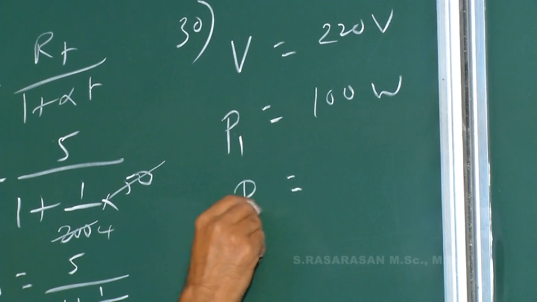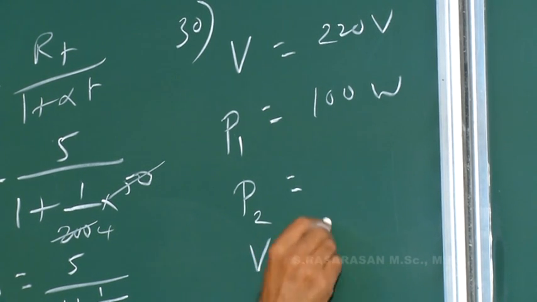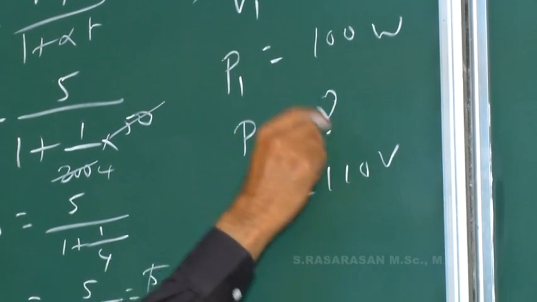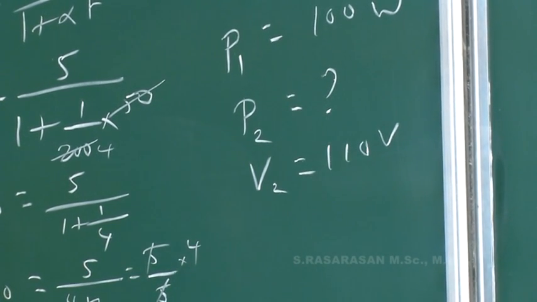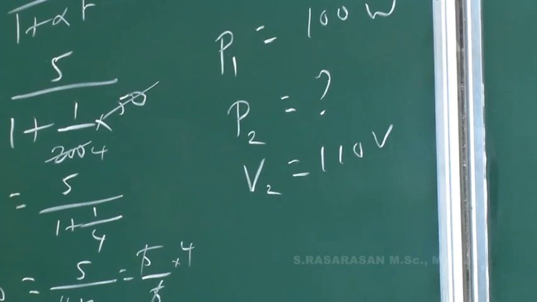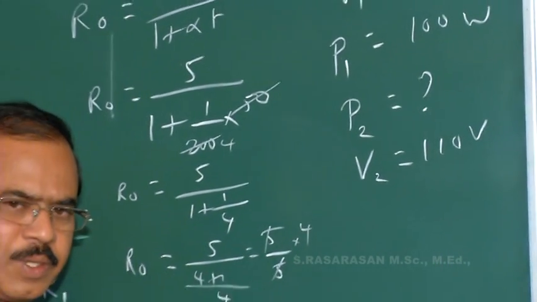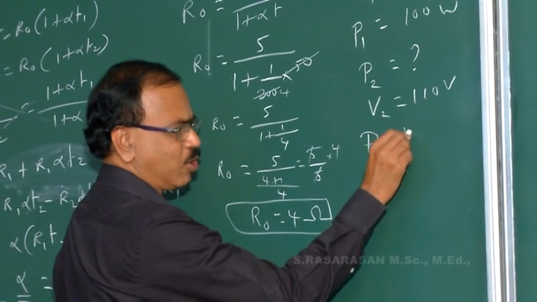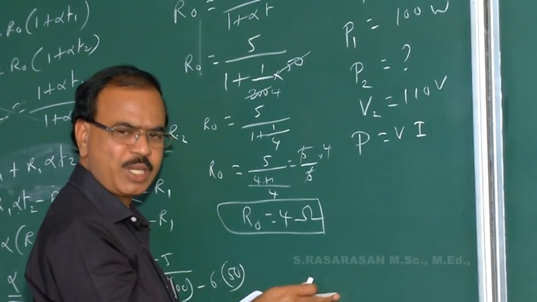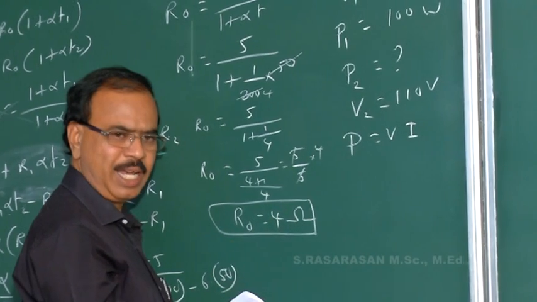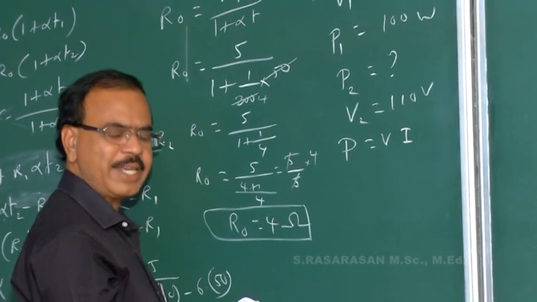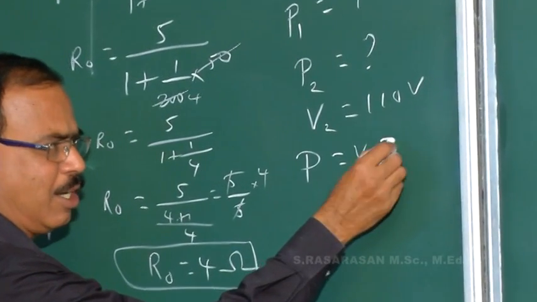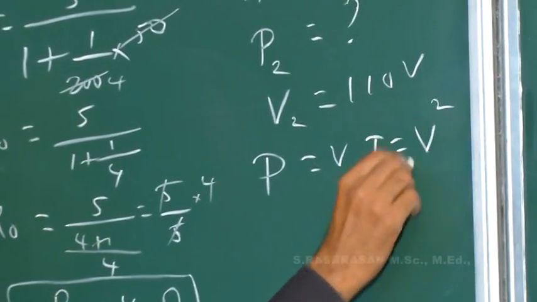The second power, so this is 1 and this is 2. When the potential is dropped to 110 volt, this is 1 and this is 2. So what is the relationship between the potential and power? What is power? Product of voltage and current. The product of potential difference and current is called power. P is equal to V into I. As per Ohm's law, V is equal to IR, so I is equal to V by R. So it is V into V, V square by R.